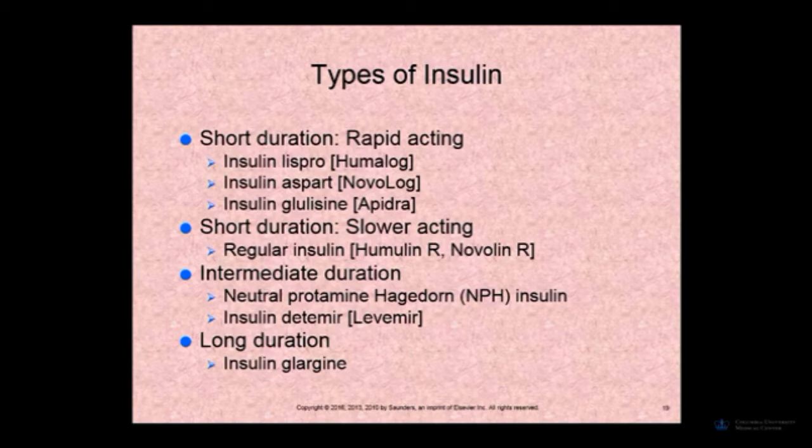We've got insulin of intermediate duration, which is most commonly used as NPH, or neutral protamine Hagedorn insulin. Insulin detemir is another intermediate duration insulin. And then we've got a long duration insulin, glargine, that's actually supposed to give insulin coverage for a 24-hour period. So it's a once-a-day, 24-hour coverage.